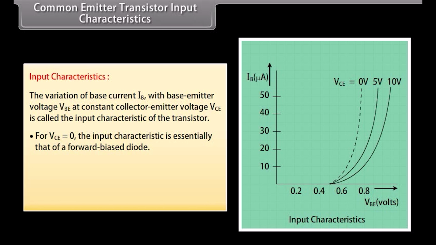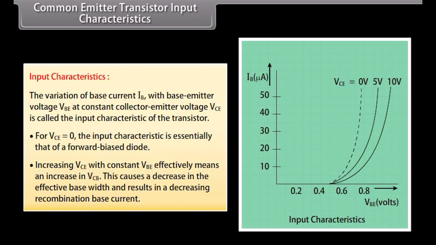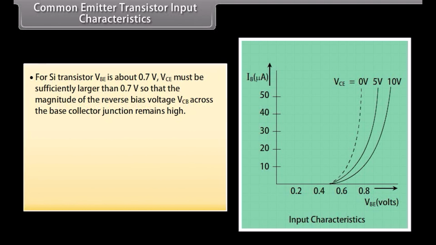For VCE equal to 0, the input characteristic is essentially that of a forward-biased diode. Increasing VCE with constant VBE effectively means an increase in VCB. This causes a decrease in the effective base width and results in a decreasing recombination base current. For a Si transistor, VBE is about 0.7 volt. VCE must be sufficiently larger than 0.7 volt so that the magnitude of the reverse bias voltage VCB across the base collector junction remains high.